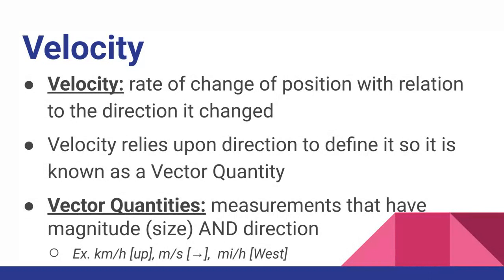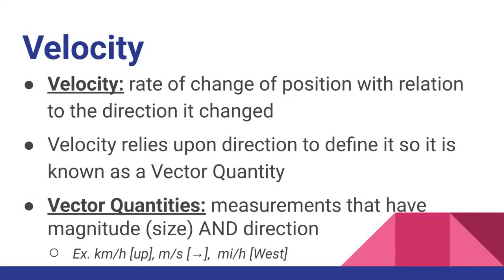That's what velocity is. And we're going to be working really simply with velocity, which you kind of already have with speed, to be honest. Okay, it's just we have to add a couple things now. So it says here that velocity relies upon direction to define it. So because we have to rely upon direction, velocity is what we call a vector quantity.